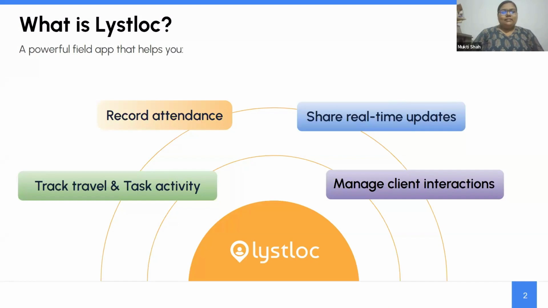The next step is track travel and task activity. With track and travel, you can find your past details. If you want to see any past history, like on the 22nd of June, how many kilometers you have traveled, or how many customers you have visited, you can see that with track and travel.